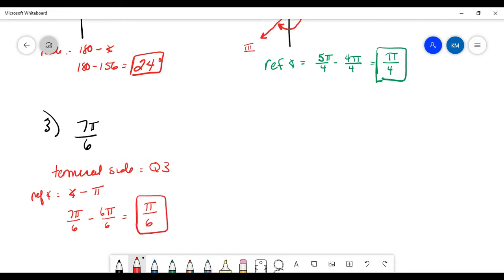So if you would prefer to draw a picture, absolutely 100% draw a picture every time. Or by looking at 7 pi over 6, we do know that it is 1 and 1/6 pi. So to draw it, it would end up in quadrant 3.